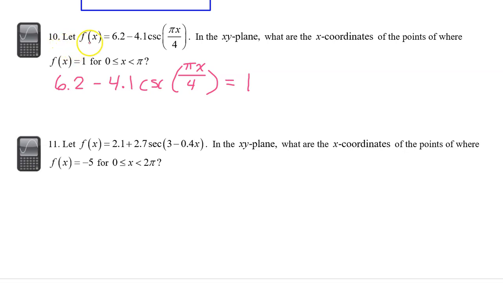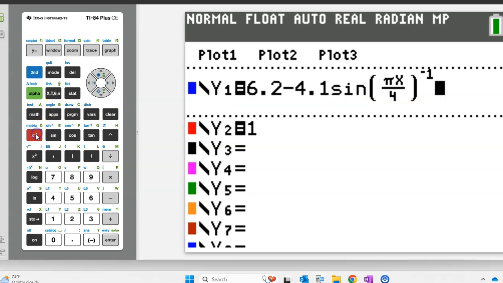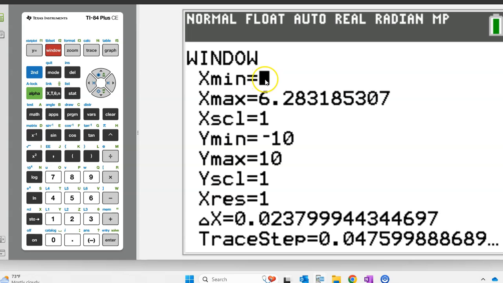For number 10, we are given an expression for f of x, and we need to find where f of x is equal to 1. So let's enter the left side of the equation as y1 and the right side of the equation as y2. There is no cosecant button, so I'm going to enter sine and give it a -1 exponent. The window is already set to the interval between 0 and 2 pi, so let's go ahead and hit graph.